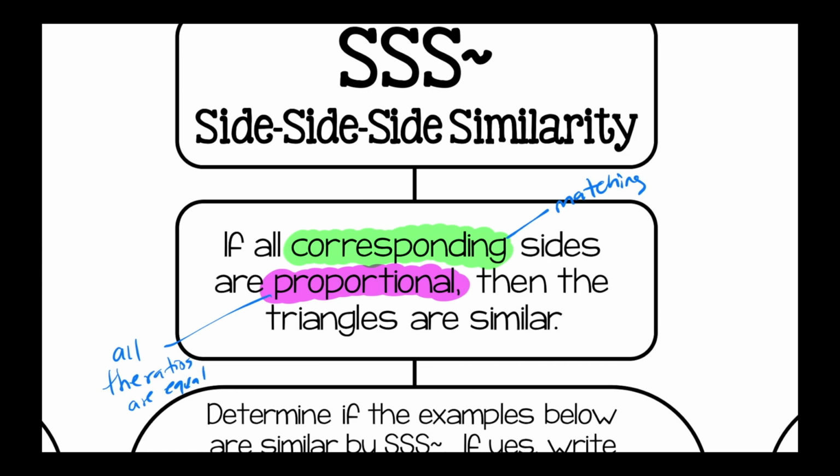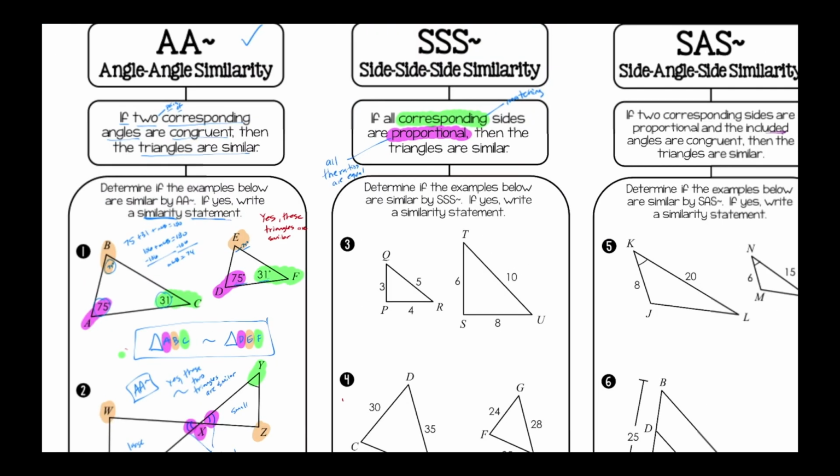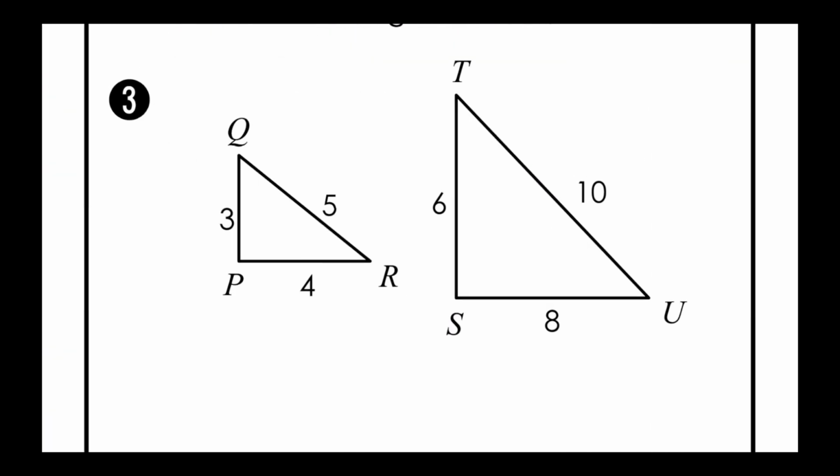So what we need to do is we need to see the sides that match and make ratios for each of them. And then once we make a ratio, we see if they all equal each other. Okay? So if all corresponding sides are proportional, then the triangles are similar. So if we can find all three ratios and they're all the same, the triangles are similar. Okay. So let's look at an example. Let's look at number 3, this example right here, right? Example on the first page.